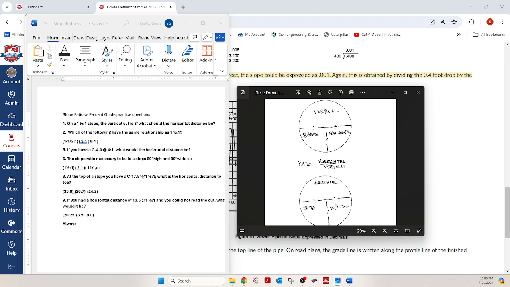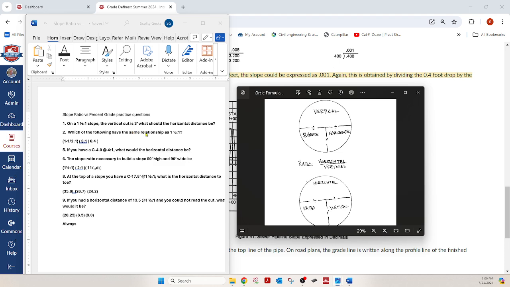On a 1.5, so the vertical cut is 3 feet. What's the horizontal distance? So 1.5 times 3. The horizontal distance is 4.5. That's a little bitty slope, but it's 4.5 this way, and it's 3 feet this way. Horizontal 4.5, 3 feet.